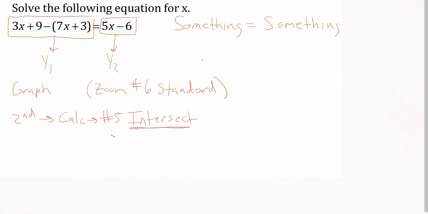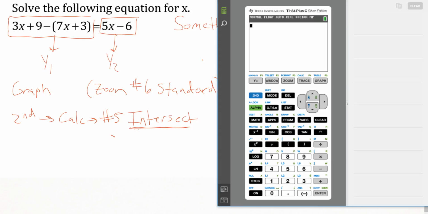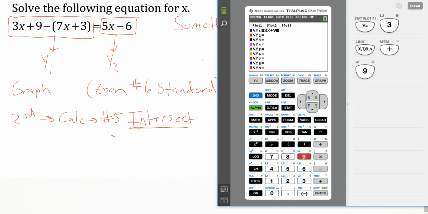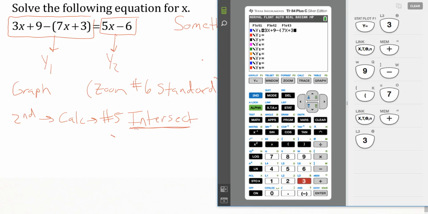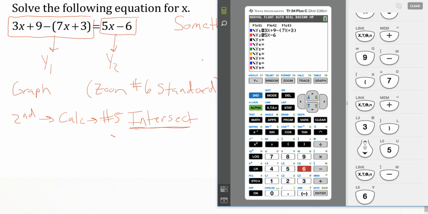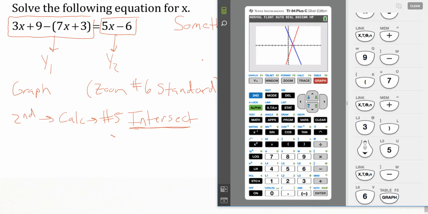So we're going to go ahead now and pull up our TI-84 calculator. And again, you're just going to want to go into your y equals to start. And in y1, I'm going to type in the first equation. So 3x plus 9 minus, and in parentheses, 7x plus 3, and then close that parenthesis. So there's our first something. And then down in y2, we want to put our second something. So 5x minus 6. And again, after you've got those entered in, you just want to hit graph. And there's our two graphs.